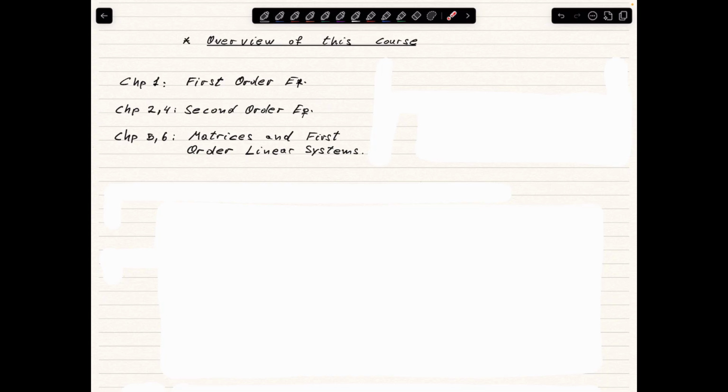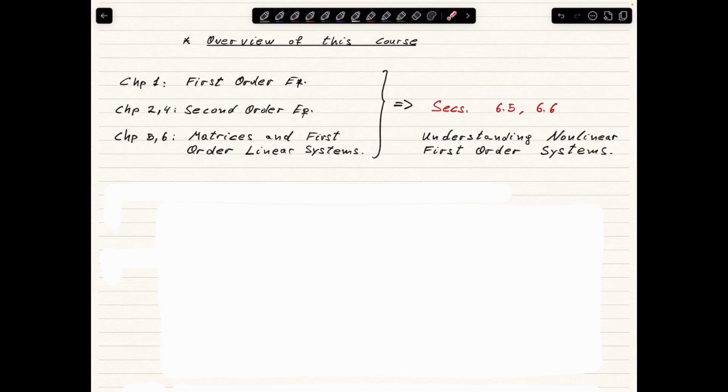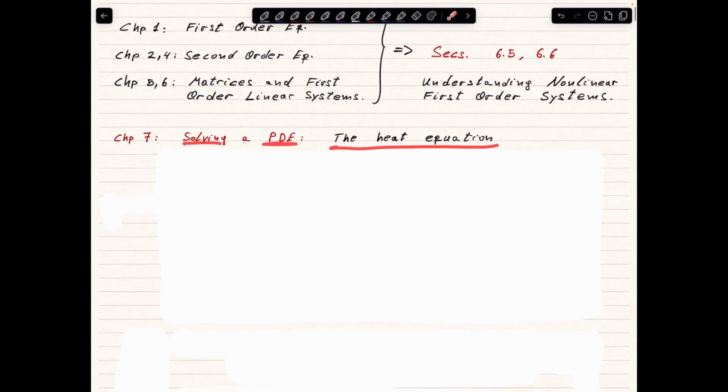And all that was used in sections 6.5 and 6.6 to understand how to find qualitative properties of solutions to first order systems which are nonlinear. And that was more or less the end of that part of the course. And now we start a new part in chapter 7, the last part of our class, where we are going to try to solve a partial differential equation, and among all possibilities we chose only one, the heat equation. So that is our problem now.